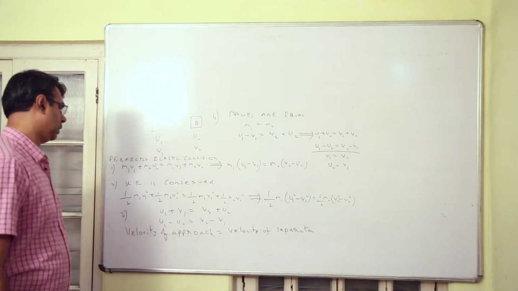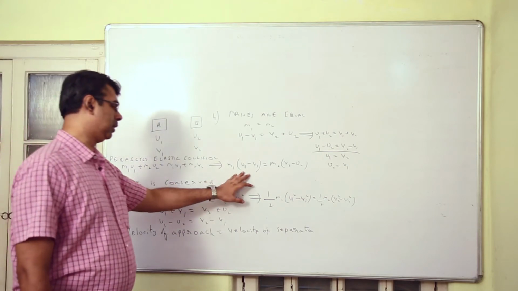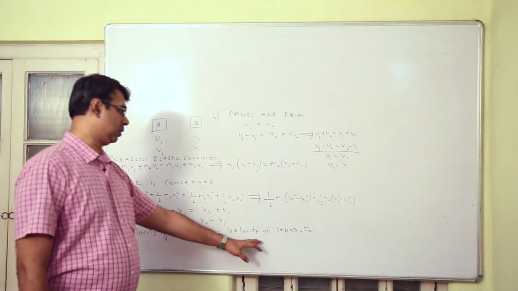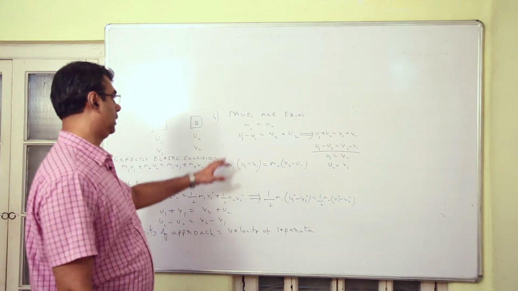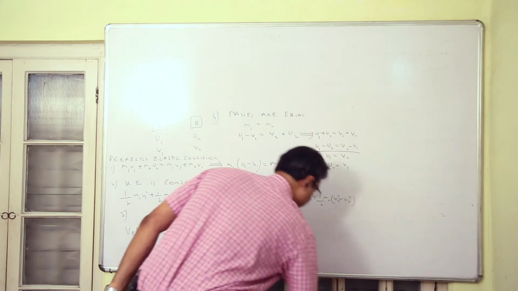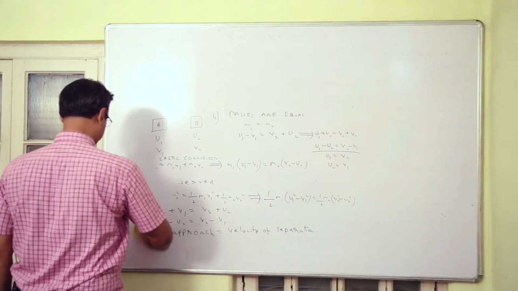So these are the total concepts of perfectly elastic collision, that is momentum conservation, energy conservation, velocity of approach equal to velocity of separation, and if the masses are equal, then the velocities get interchanged. So these are the concepts of perfectly elastic collision.